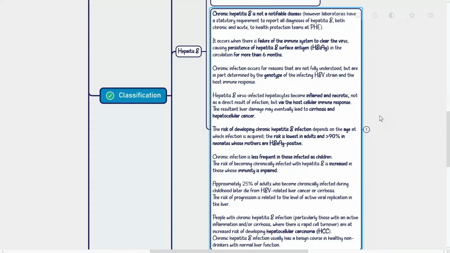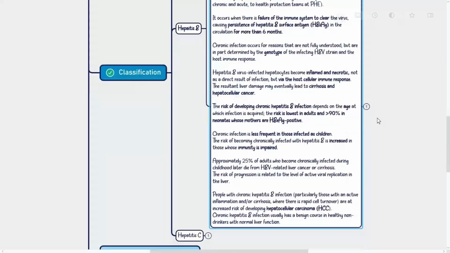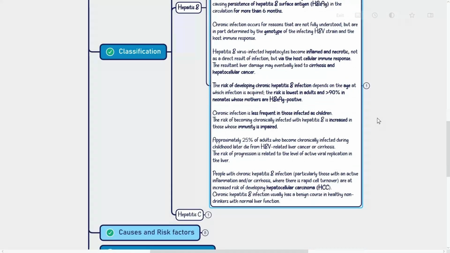Chronic infection occurs for reasons that are not fully understood, but are in part determined by the genotype of the infecting HBV strain and the host immune response. Hepatitis B virus-infected hepatocytes become inflamed and necrotic, not as a direct result of infection, but via the host cellular immune response. The resultant liver damage may eventually lead to cirrhosis and hepatocellular cancer.